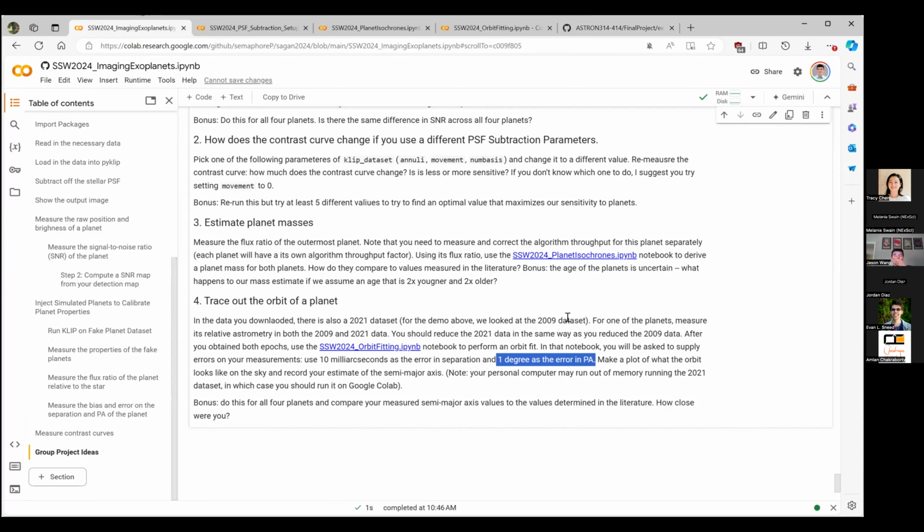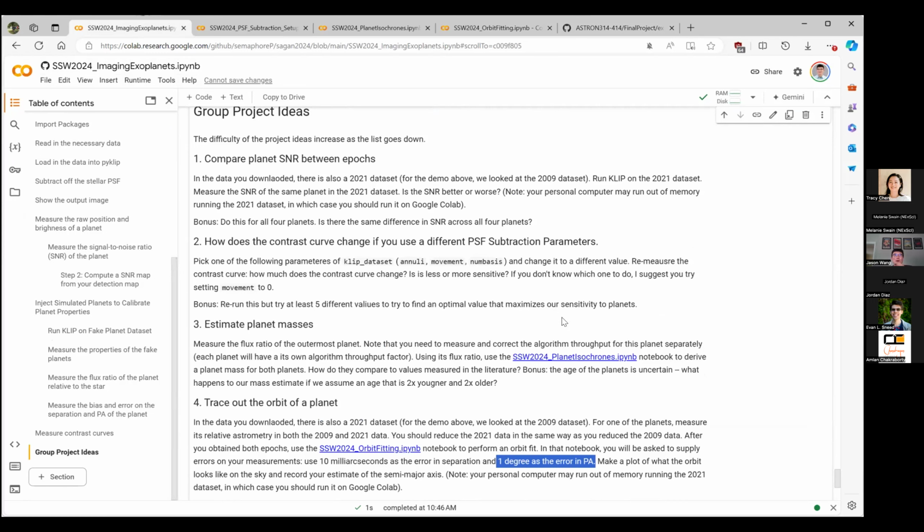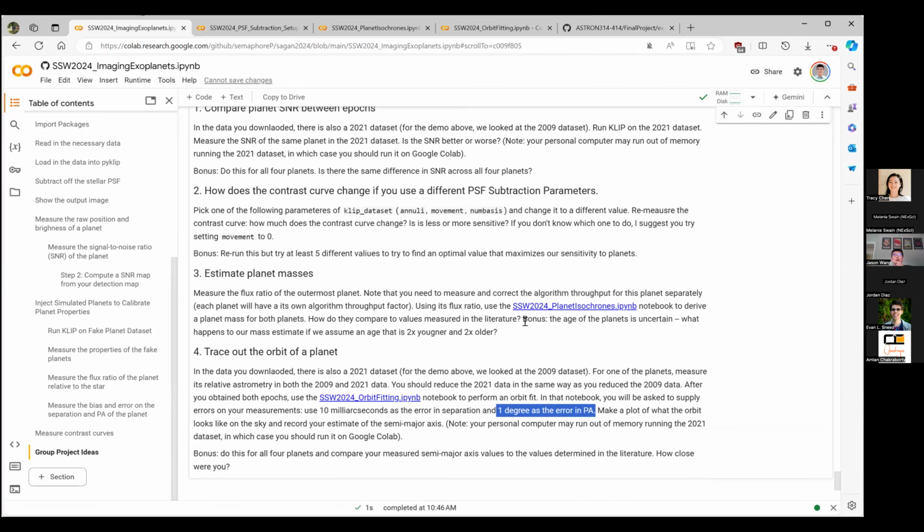So that's what all 4 group projects are. And for each group project, there's always a little bit of a bonus, just in case people finish early and have other things to do. There's always more work that they can be doing.